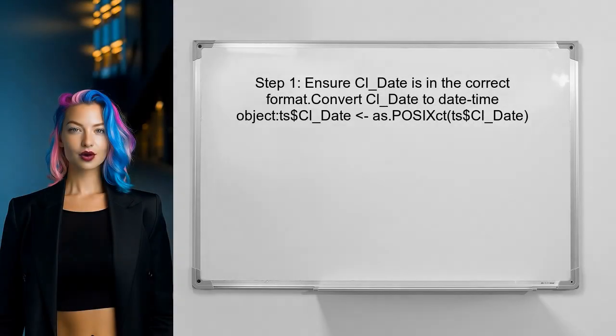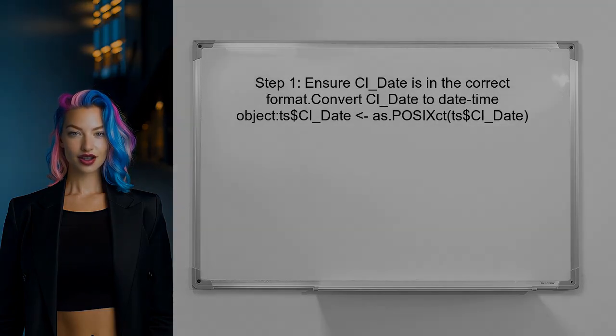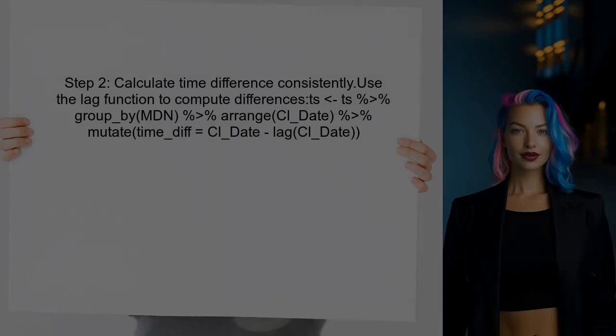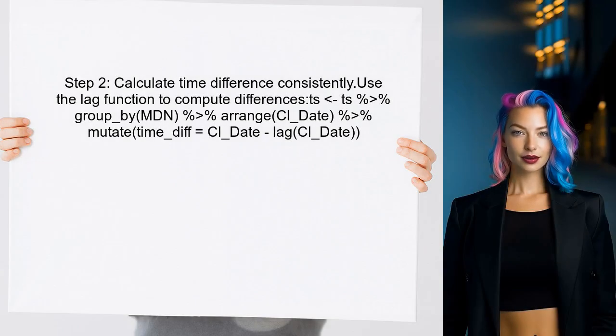To address the issue of inconsistent time differences, the user should first ensure that the CL date column is in the correct format. This can be done by converting it to a proper date-time object using the as.POSIXct function. Next, the user should calculate the time difference consistently. Instead of using the diff function, which may return results in different units, the user can use the lag function to compute the difference directly between consecutive rows.